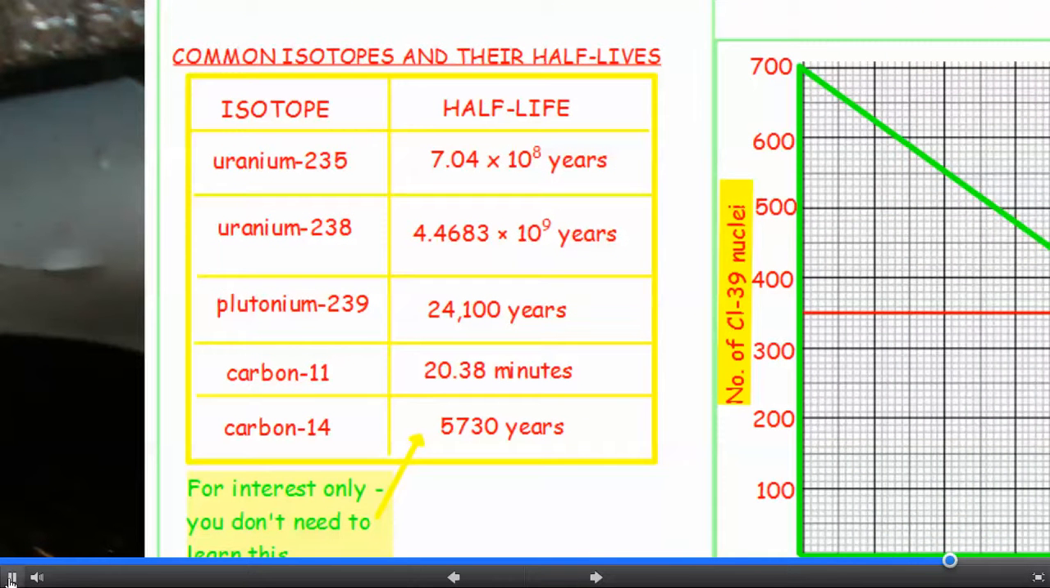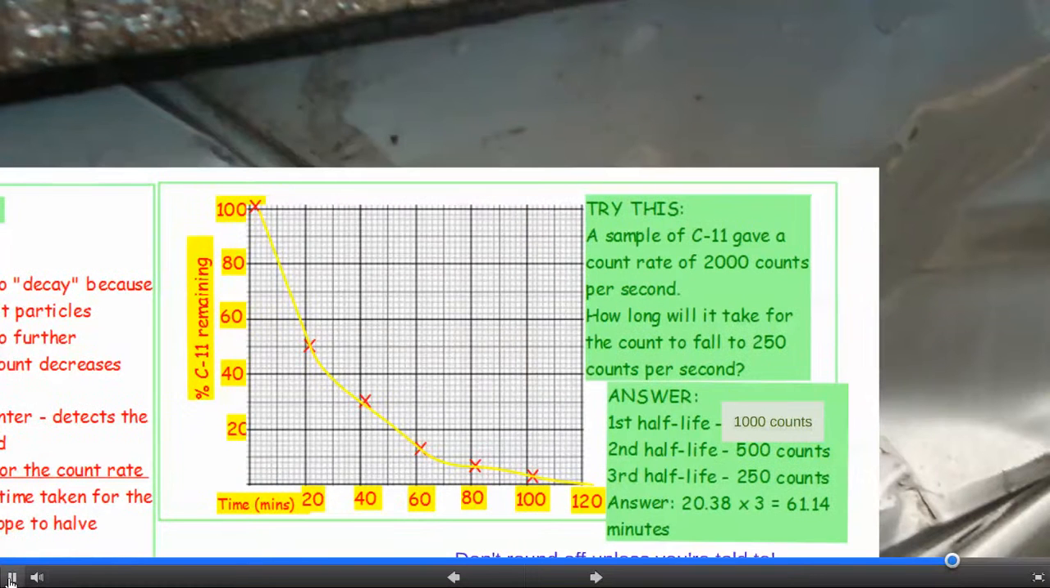And just out of interest, you don't need to learn these, but here are a few common isotopes and their half-lives, and you can see that they vary from a few seconds in some cases to millions of years in others. Now you might be asked to use a graph showing half-life to answer some exam questions. So you can see this graph is typical with time on the x-axis and a percentage of carbon-11 remaining. Now carbon-11 is an isotope of carbon. So at the beginning of the time period it was all carbon-11, 100%, and after a couple of hours the carbon-11 has completely decayed.